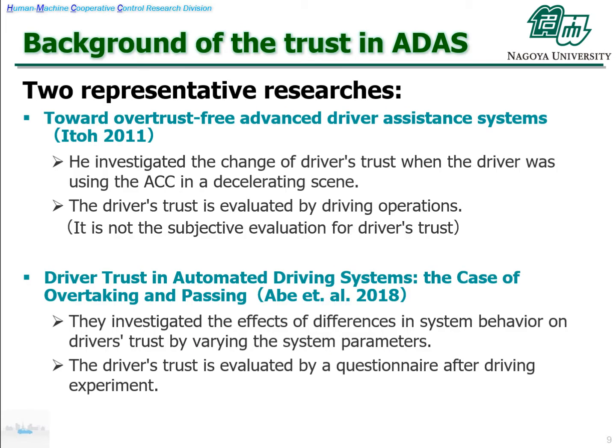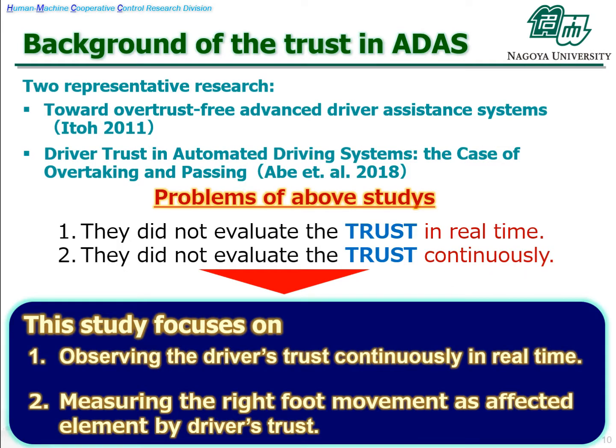There are many studies on the trust relationship between humans and machines, especially these two studies. The first one investigated the change of the driver's trust when the driver was using the ACC in a decelerating scene. He evaluated the driver's trust by using the driving operation, which means it's not a subjective evaluation of the driver's trust. And the second one also evaluated the driver's trust in an automated driving system. However, they just did a questionnaire to evaluate the trust after the driving experiment. For those two studies, there are two problems. They did not evaluate the trust in real time, and they did not evaluate the trust continuously.